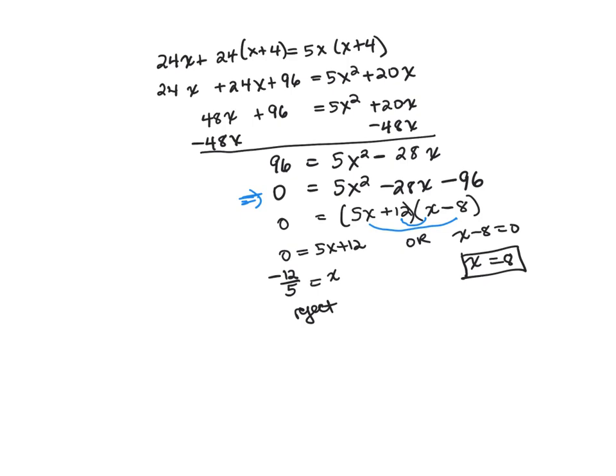So the two possible answers when we set each factor to 0: x equals negative 12/5, which we reject since we know that time cannot be negative. So the answer is x equals 8. So the final answer to the question would be that it would take Mo 8 hours to do the work himself.